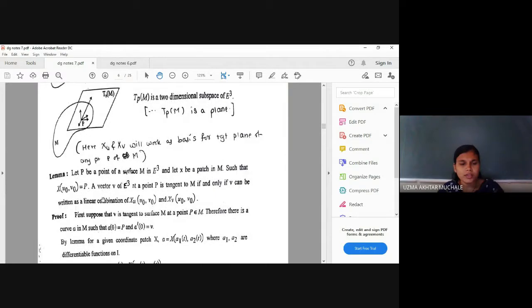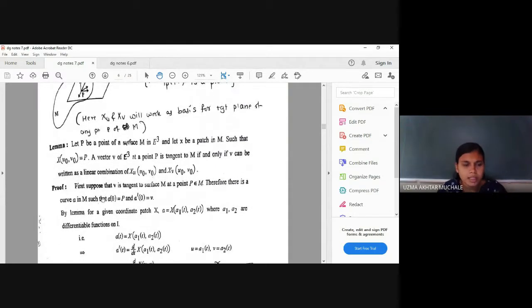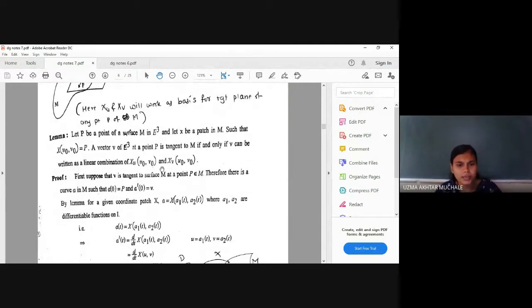Now this lemma is very important for us. Let P be any point of a surface M in E3, and let X be a patch in the surface M such that X of u naught, v naught is equal to P. A vector V of E3 at a point P is tangent to the surface M if and only if V can be written as a linear combination of Xu(u naught, v naught) and Xv(u naught, v naught). So what does the lemma tell us?